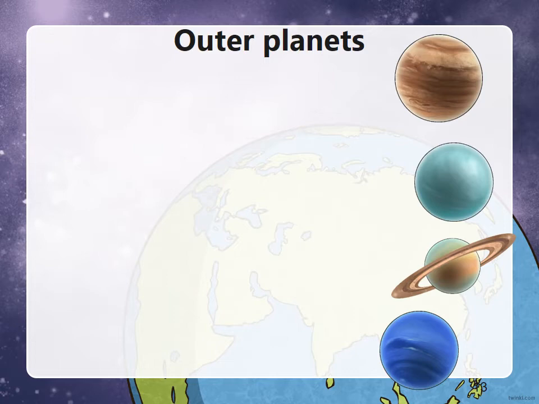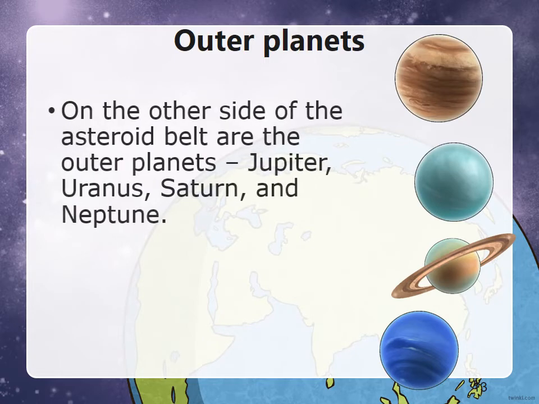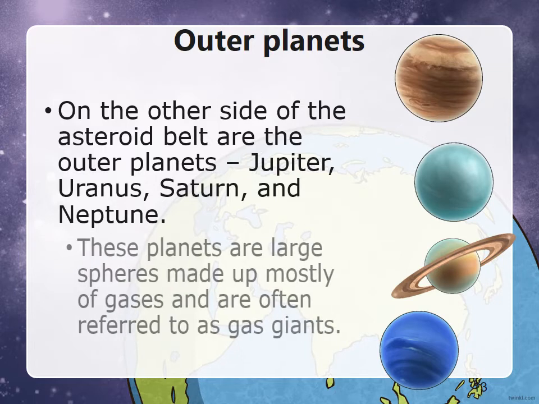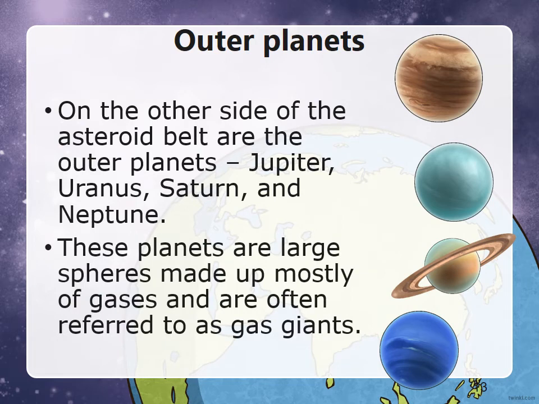Now, the outer planets. On the other side of the asteroid belt are the outer planets: Jupiter, Saturn, Uranus, and Neptune. These planets are large spheres made up mostly of gases and are often referred to as gas giants.